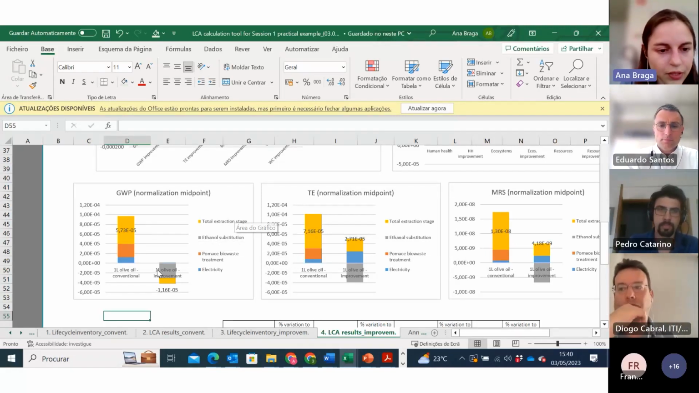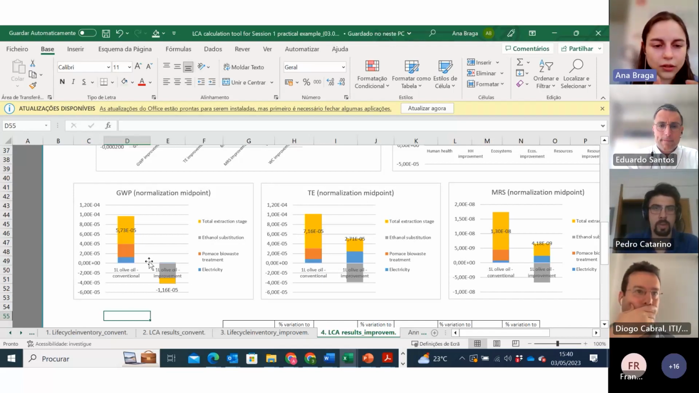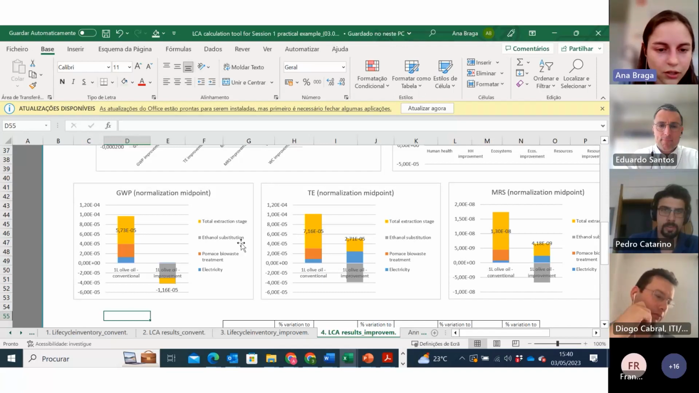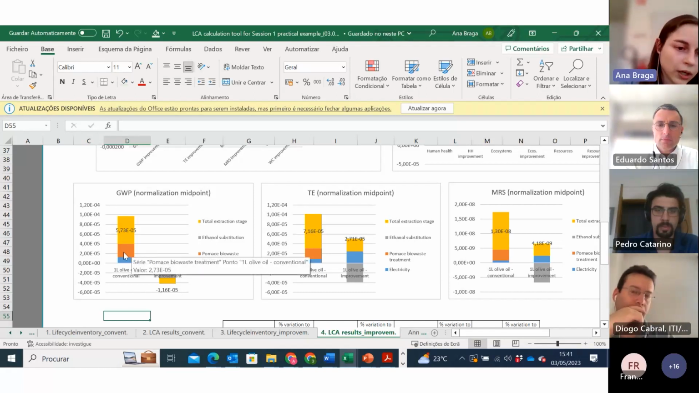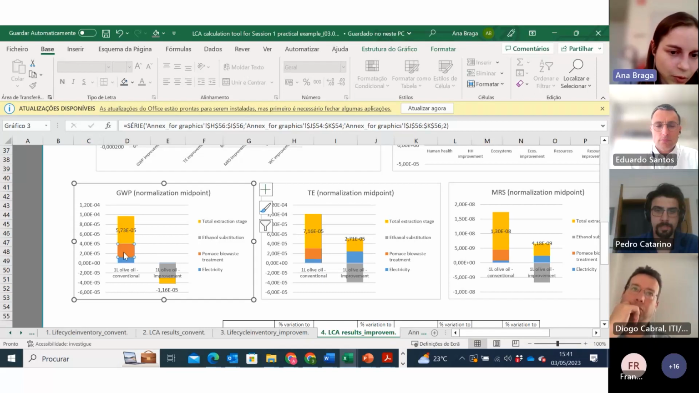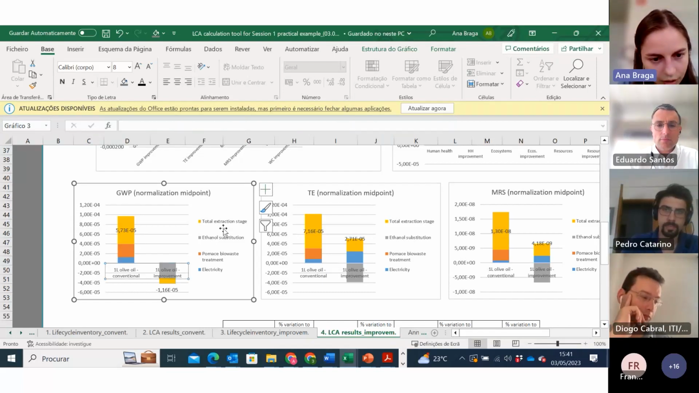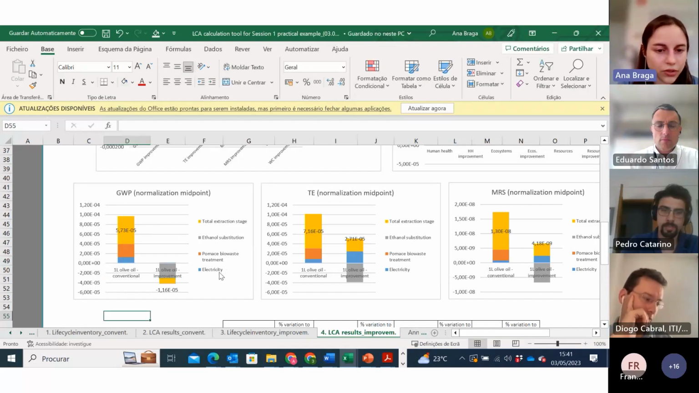And then you can see once this water consumption issue is in olive oil extraction, okay, what we could do is in SimaPro see the emissions factors for the specific variables that we made in this stage. So we have the impact for total extraction stage, the conversion and the improvement scenario. We have one scenario with pomace by waste for treatment, the other one with ethanol substitution, is the gray one, and we have the impact of the electricity.